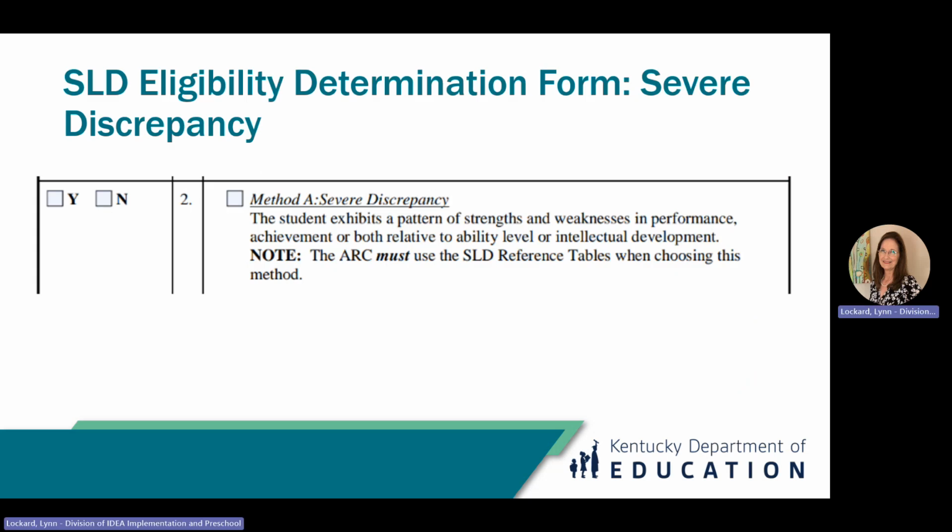When documenting for Method A, severe discrepancy, on the SLD eligibility determination form, there is the note that reads, the ARC must use the SLD reference tables when choosing this method. As stated on the previous slide, the procedure of using the SLD reference table is one source of information for the ARC to consider in the comprehensive evaluation. The note on the form is intended to ensure the SLD reference tables were considered as part of the triangulation of data that supports eligibility determination.